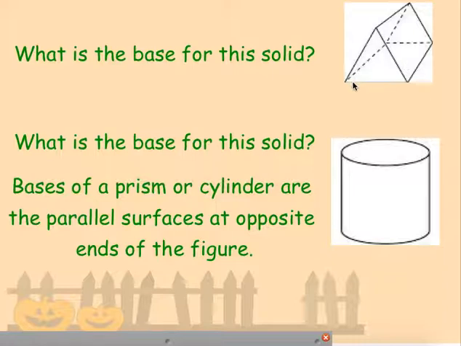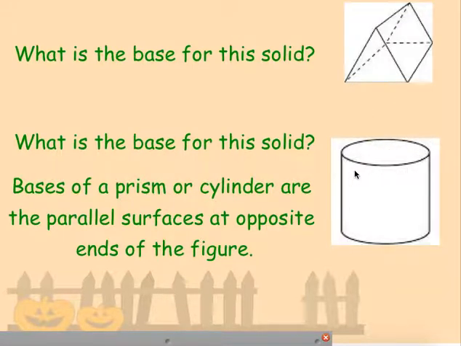Because remember, a base has to be parallel to the other base. So we have this triangular base, which is parallel to the other triangle. So we have to say that is the base, this triangle. It's not any of the rectangles because those are not parallel to each other. We only say it's the triangle. And the cylinder, the base is the circle.